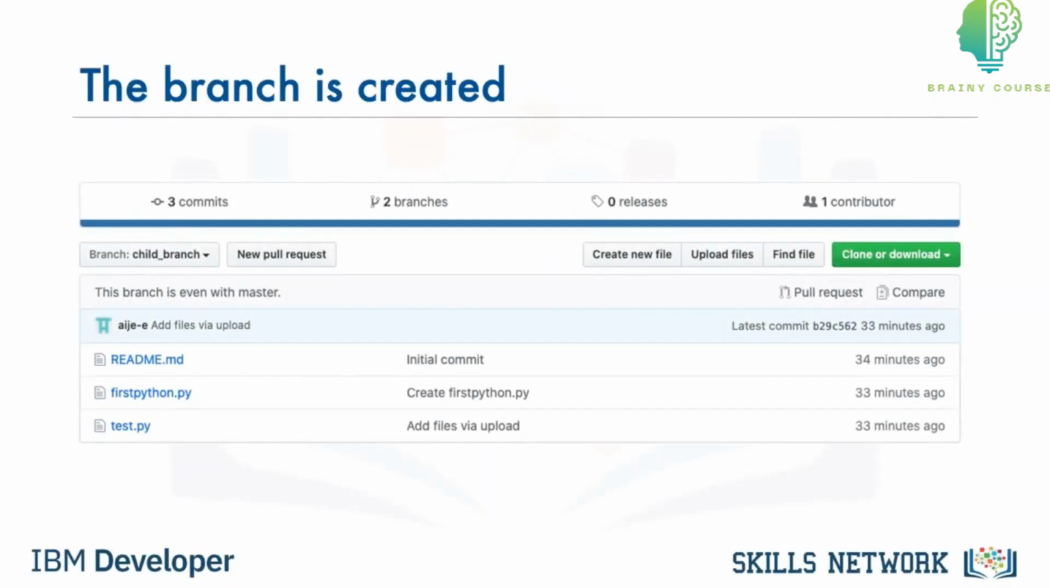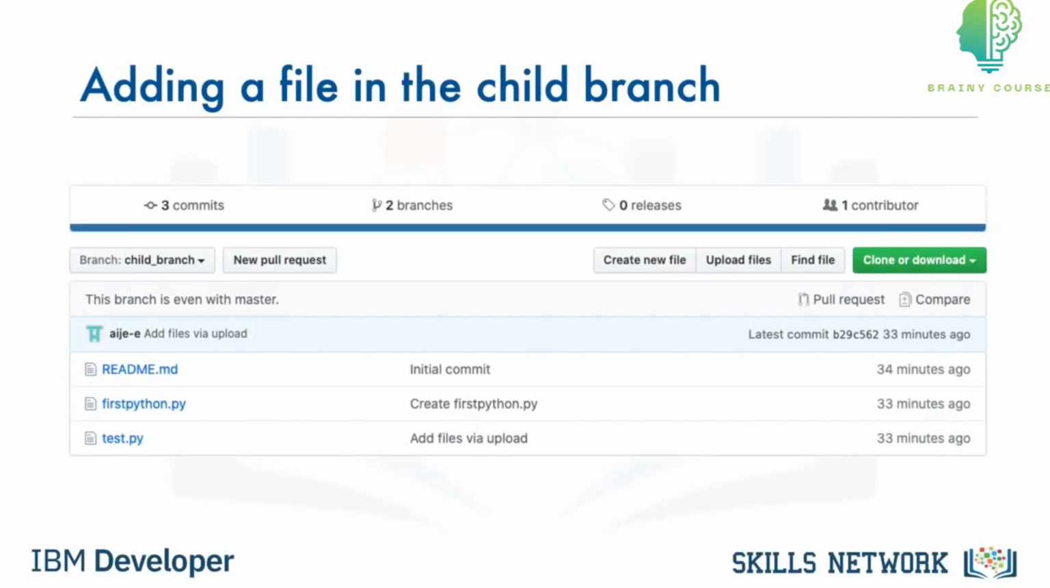The repository now has two branches, the Master and the Child branch. You can check this by selecting Child Branch in the Branch Selector drop-down list. Whatever was in the Master branch was copied to the Child branch, but we can add files to the Child branch without adding any files to the Master branch.